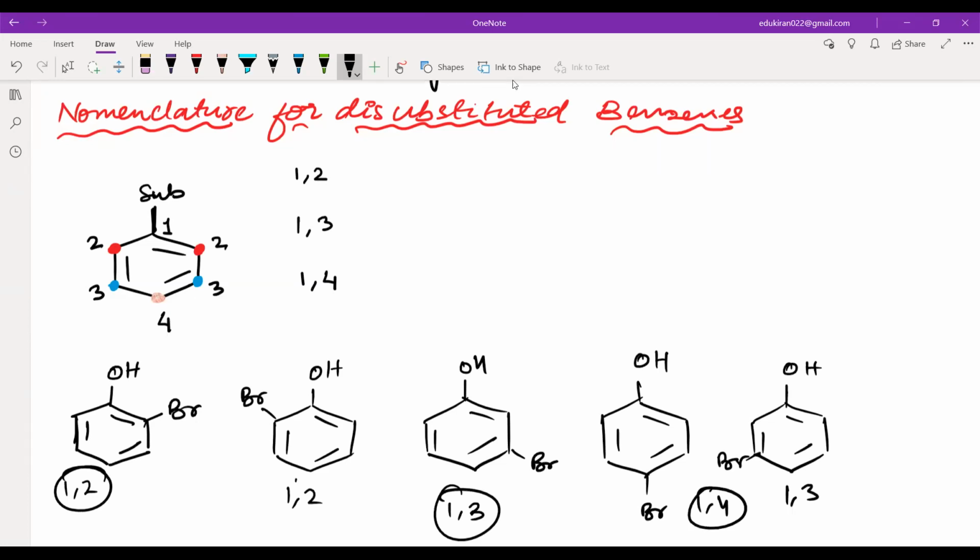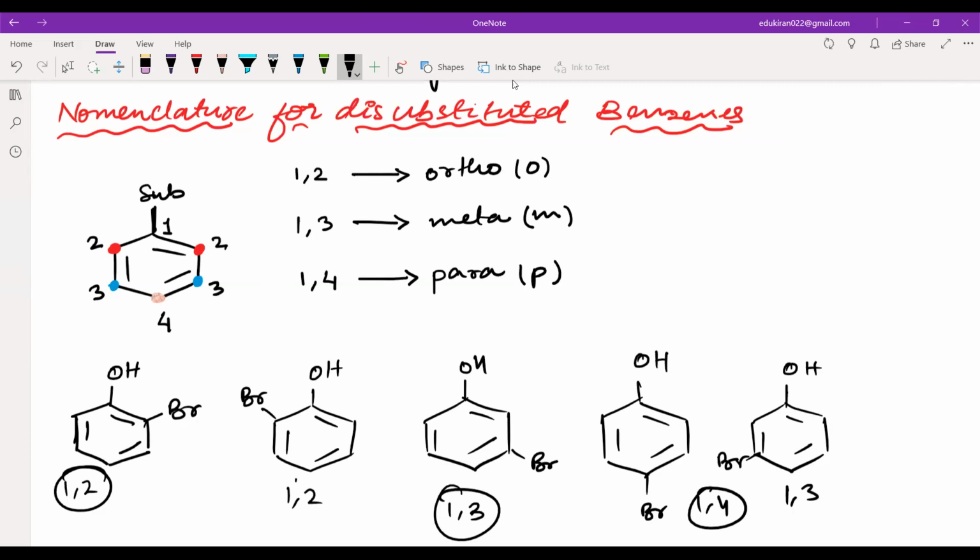Now, if I have 1,2, then it is named as ortho, and it has the abbreviation O. 1,3, then it is meta. And 1,4, then it is known as para. Meta has a short name, that is M, and para has P. Okay. Right till here. Let me know if you're done. Then we will use some questions to write the name.